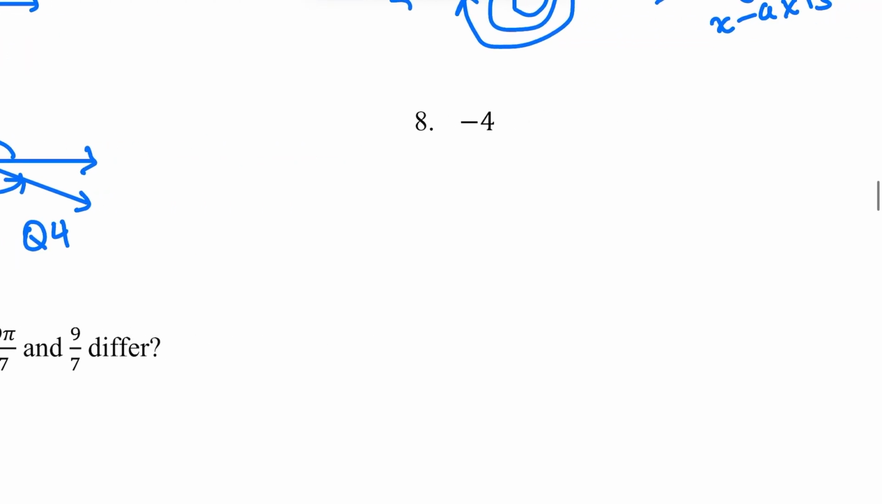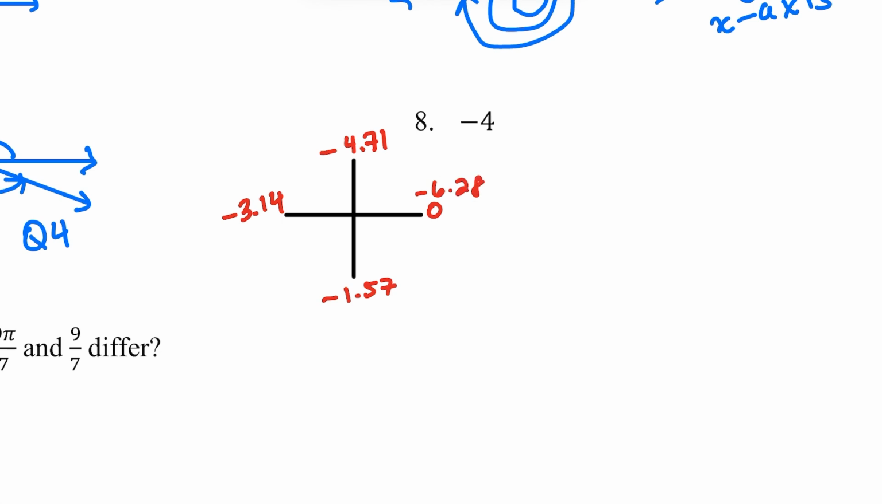Same thing for negatives. If I draw this coordinate plane, and I'm going to go in the clockwise rotation, so I'm going to have 0 here, but then negative 1.57 is here, negative 3.14 is here, negative 4.71 is here, and then negative 6.28. So where would negative 4 go? Well, it's going to be a little less than negative 4.71, so something that looks like this that terminates in quadrant 2.